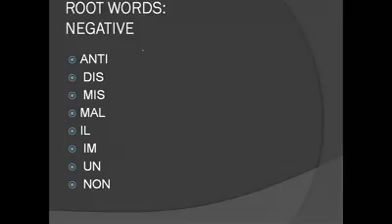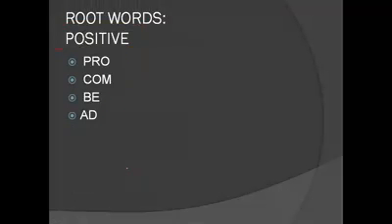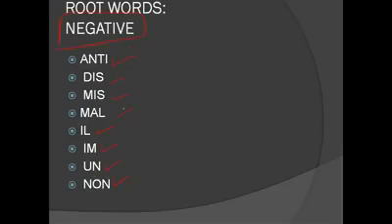Now, furthermore, root words. These are important, and my emphasis is on root words because by this you can learn millions of words. For example, for negative, a plethora of prefixes: anti, dis, miss, mal, illiterate, un, im, non. These are all prefixes, okay, and this will give you the negative sense. For positive, pro, com, be, et. So you just have to identify the word.